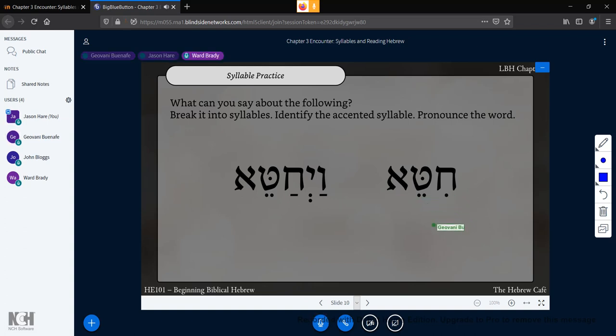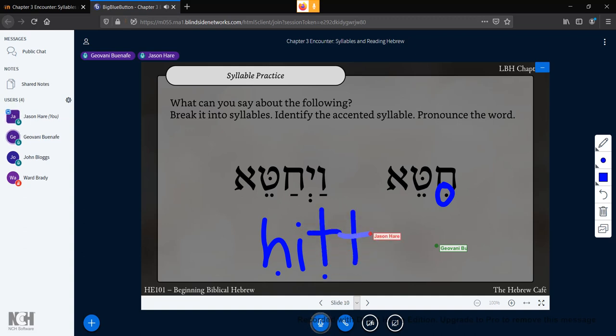What this letter in the middle is not Samet. This is Tet. Tet. Sorry, that's Chete. So we've got Ch. What does this sound represent? E. Yes, correct. Chite. Chite.